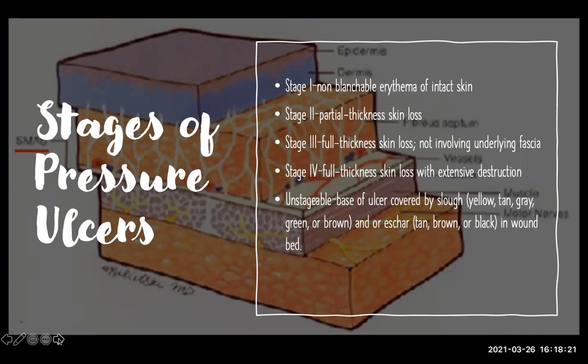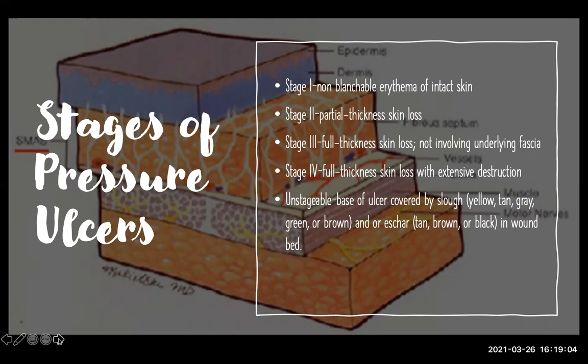Then a stage 3. Stage 3 is considered a full thickness wound. It goes all the way through all the layers of the skin, the epidermis and the dermis. So the fat is now exposed in a stage 3 wound. A stage 4 wound is also a full thickness wound. It goes all the way through the layers of the skin. It also goes through the subcutaneous layer, and now we're exposing muscle tissue, and it may even expose bone. So a stage 4 is a full thickness wound all the way through everything.